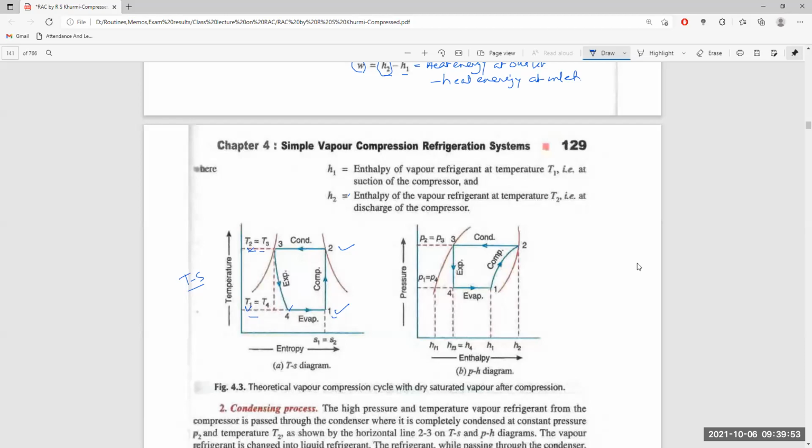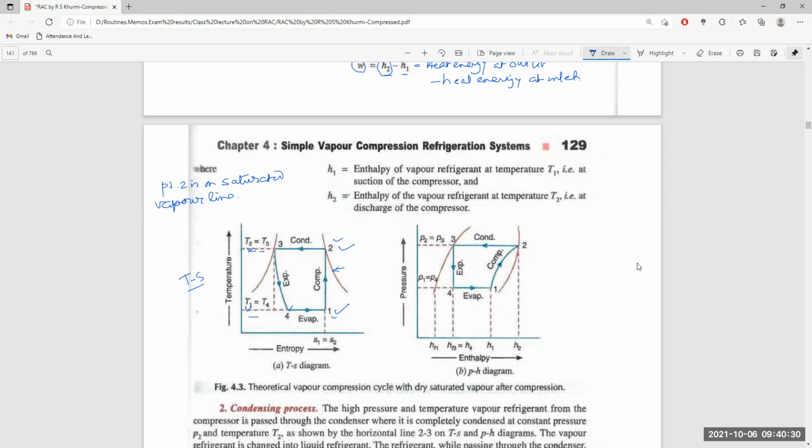What is visible here at point 2? Point 2 is on the saturated vapor line. This is the saturated vapor line, and point 2 lies on it. So after the compression, the refrigerant is totally saturated and converted into the gaseous state.